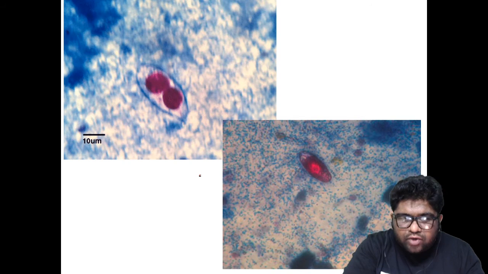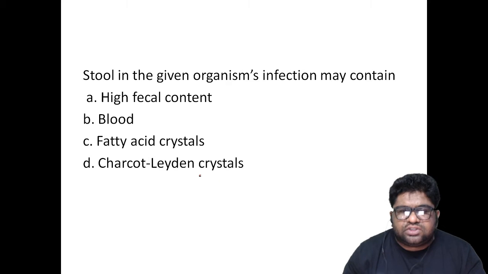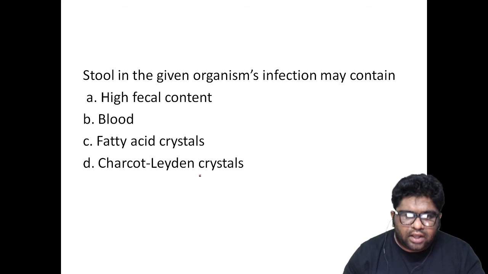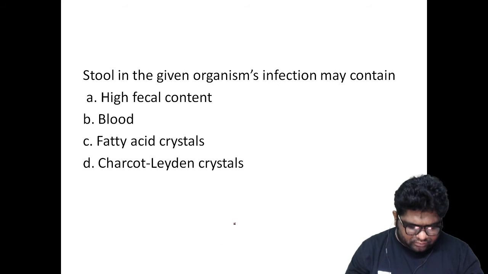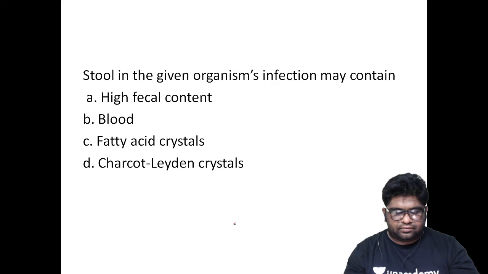This is the microbe. I am not telling you which form you're looking at. You just have to make up your mind what form you're looking at. Now look at the question. The stool in the given organism's infection may contain: A, high fecal content; B, blood; C, fatty acid crystals; D, charcoal laden crystals. Tell me which are the true statements here.